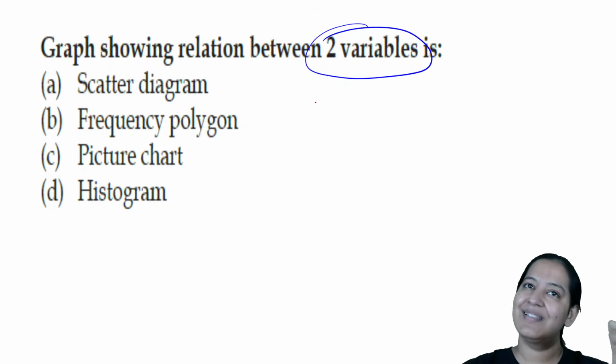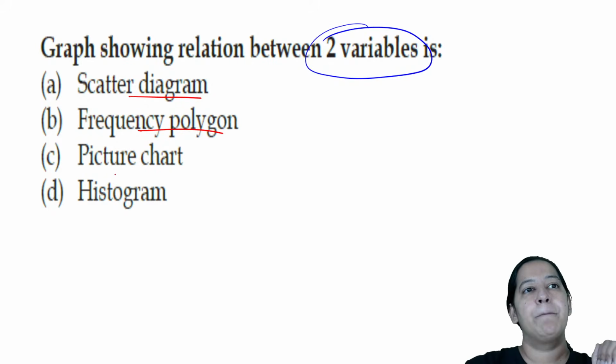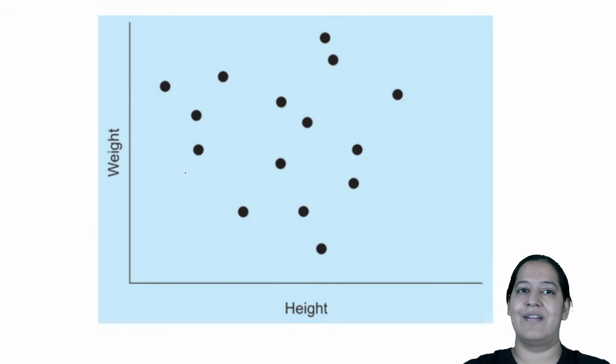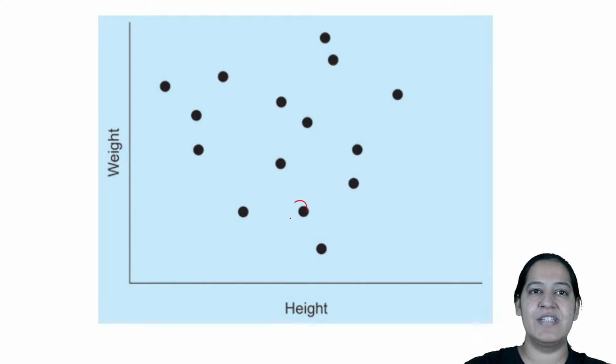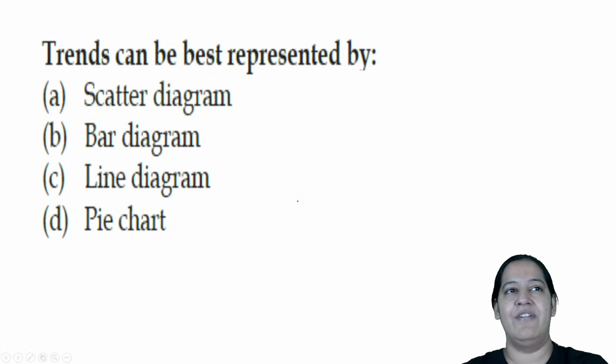What is the answer here? The options are scatter diagram, frequency polygon, picture chart, that is pictogram, and histogram. So what would be the correct answer here? Of course, A. You know scatter diagram. We take two variables and we are showing the relationship between them. So that is height and weight in this diagram.